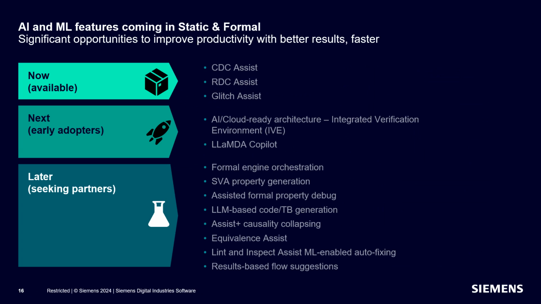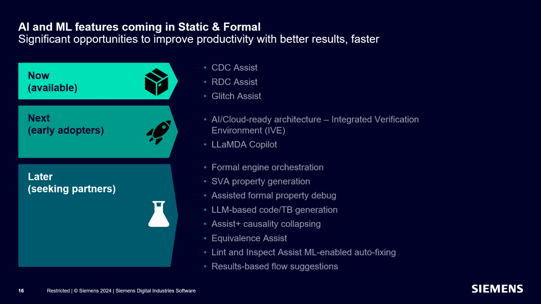The examples I showcased just now are just a small subset of all the AI ML features coming in static and formal products we are actively developing or already available. So we see great opportunities to improve productivity with those tools with better results, faster. As I explained, CDC, RDC, and Glitch Assist are already available. You can order now. And we also have some beta products. We are looking for early adopters.